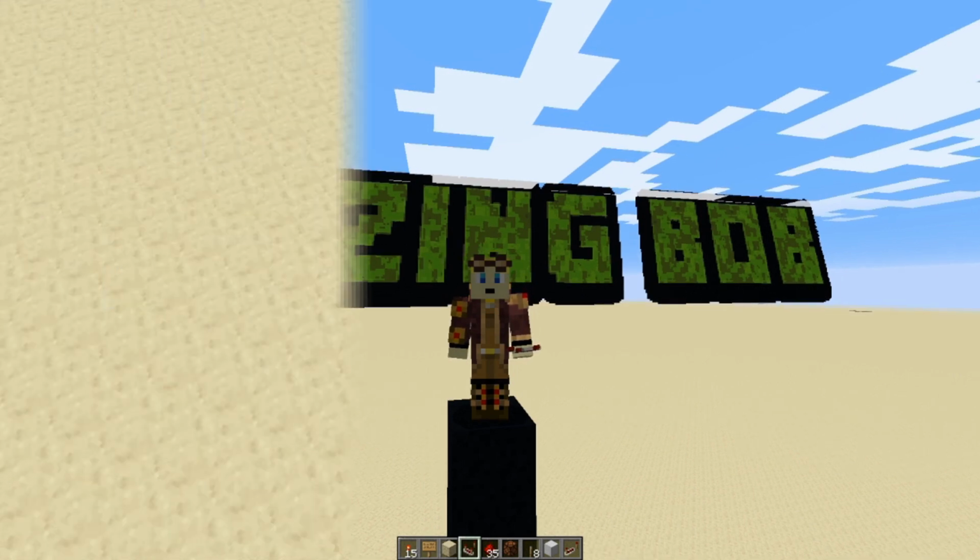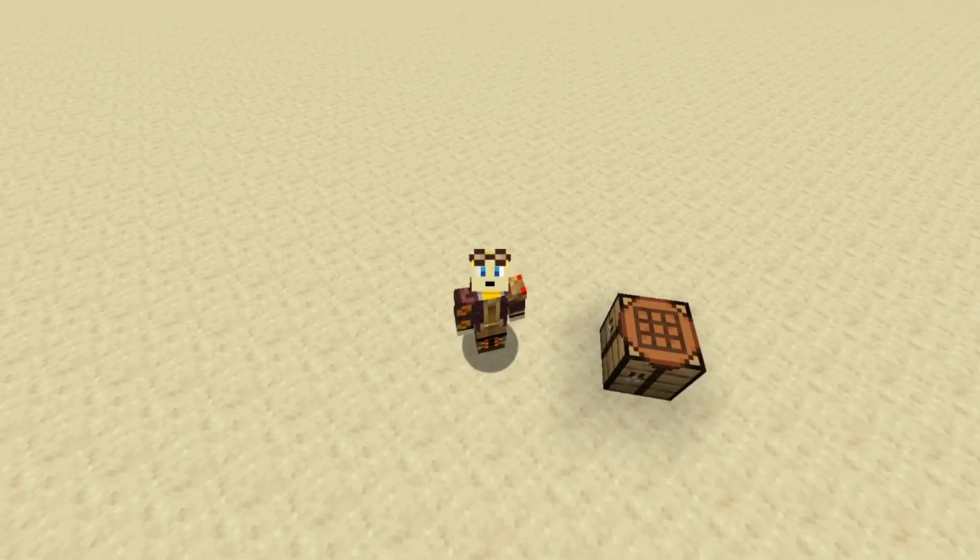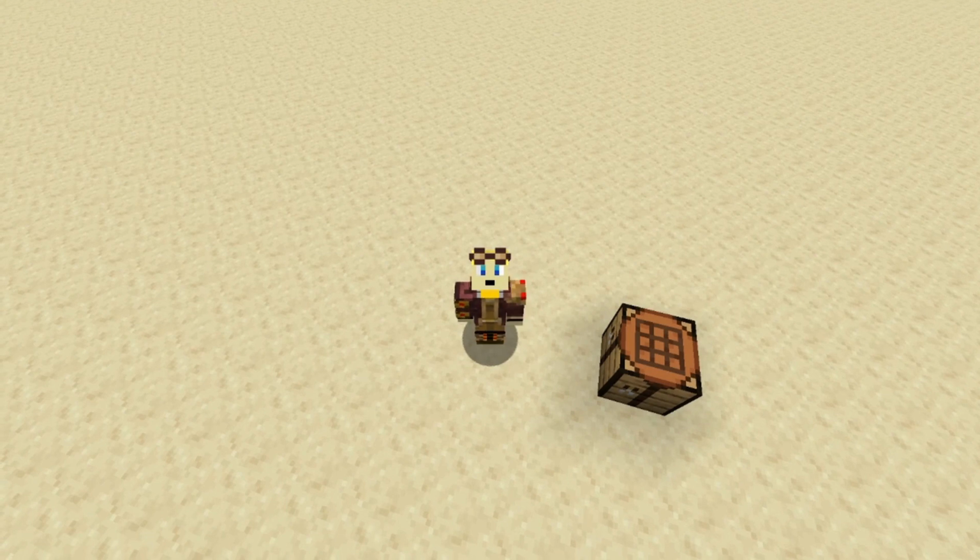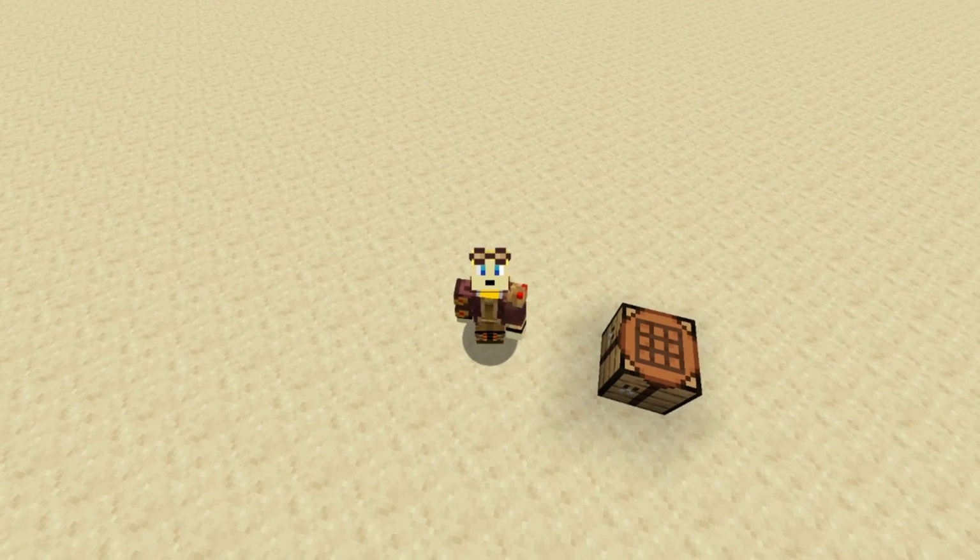Today we're going to do another redstone tutorial by looking at the simple comparator. Please join me. Before we actually look at how the comparator works, we need to work out how we're going to craft it.